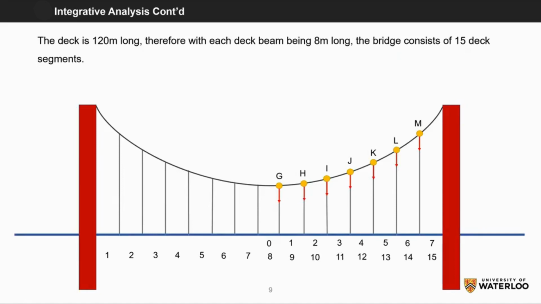Now moving on to analyzing the main cable. The deck is 120 meters long. Therefore, with each deck beam being 8 meters long, the bridge consists of 15 deck segments. As you can see below, if we were to examine one side of the bridge, we have 7 suspenders connected to the main cable. We will be studying points G, H, I, and M.